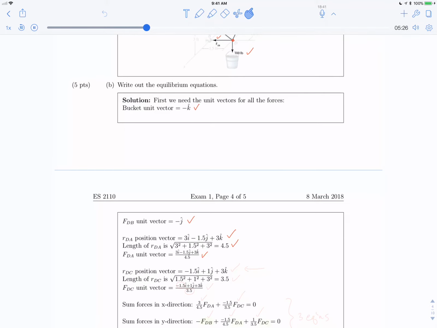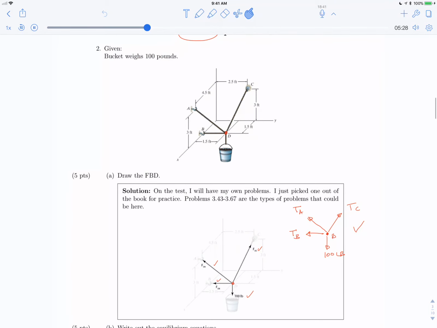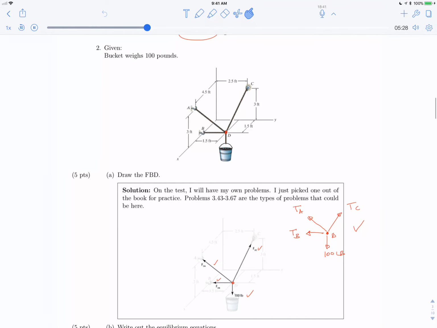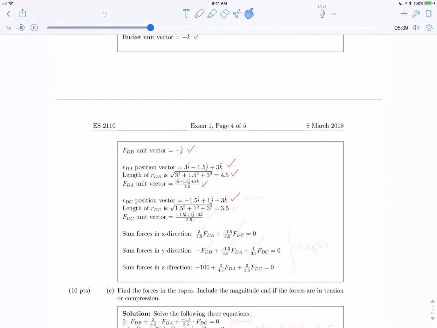You do the same thing for the D to C vector. It's going from D to C. You have to do that, minus 1.5x plus 1y plus 3z. And its length is 3.5. And again, to turn this position vector into a unit vector, you have to divide by the length. And there you go. And so now all I do is I take all the x components, all the y components, and all the z components.